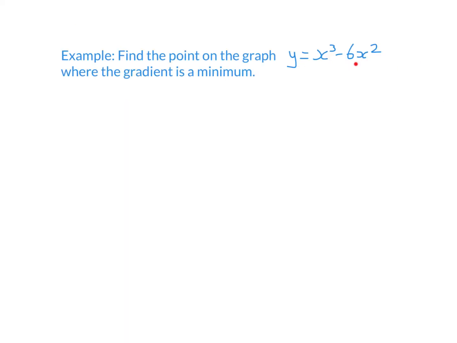Using the same function we've used on the previous 2 slides, we want to find where the gradient is a minimum. As soon as you're asked to find a minimum or maximum value, you should think optimization, when the derivative is equal to 0. Now this talks about the gradient. So the gradient of this function is the first derivative, 3x squared minus 12x. We're being asked to find where this is a minimum. So where this is a minimum is where its derivative equals 0.